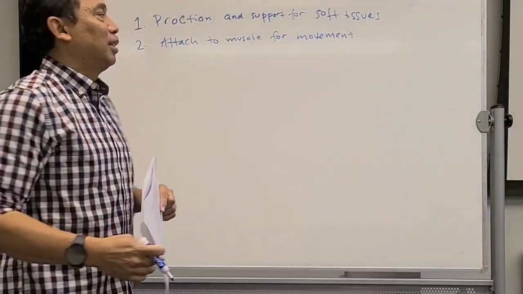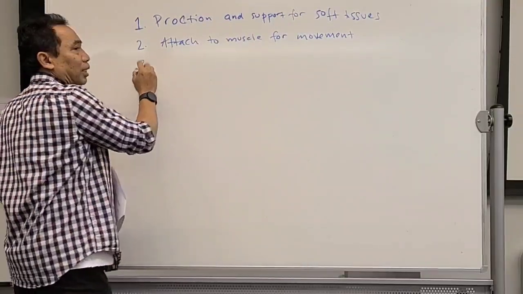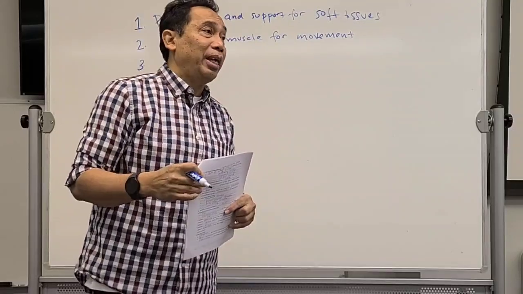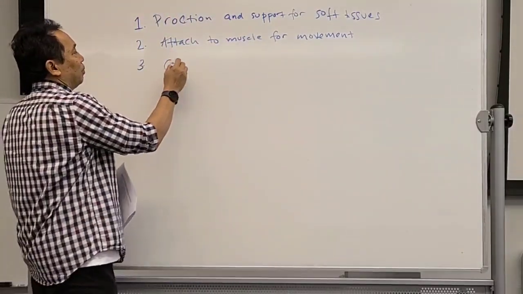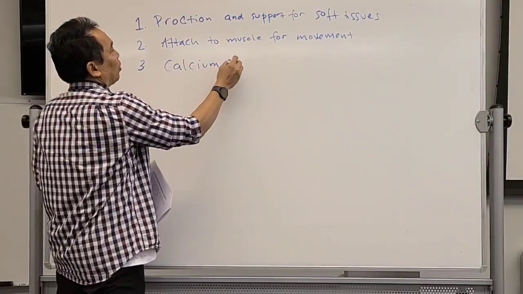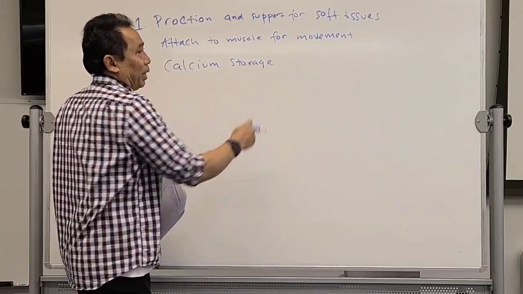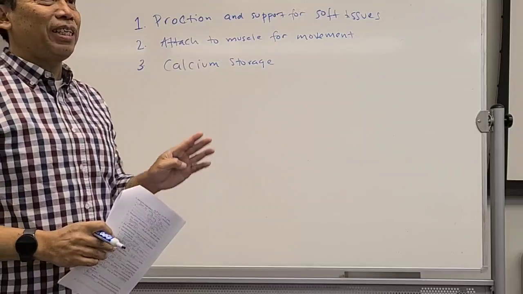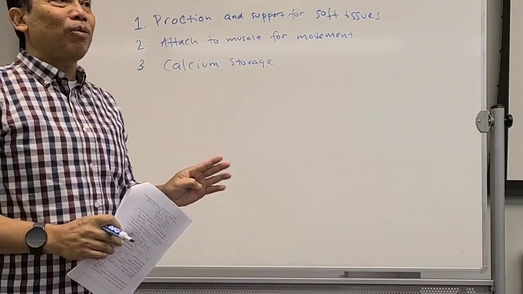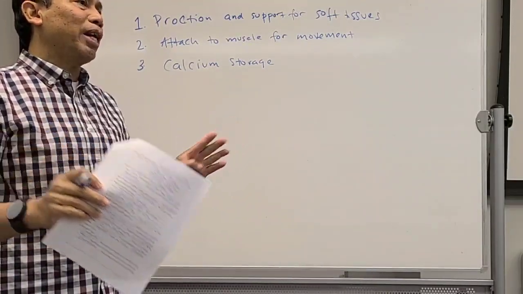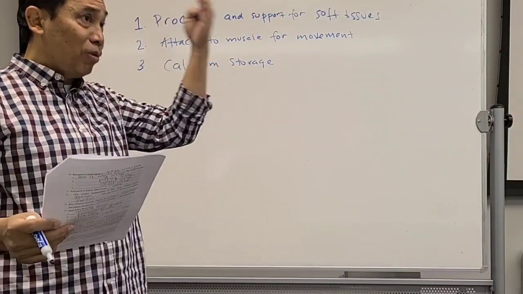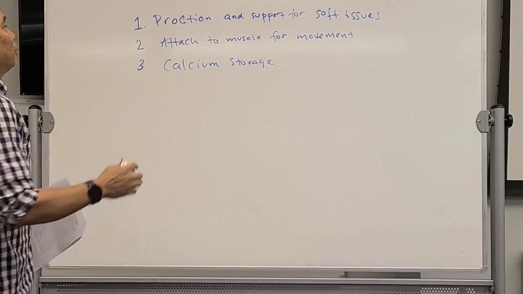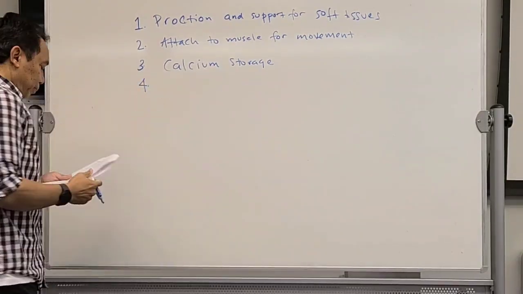Number 3, bone is really hard because it has mineral. What is the mineral that is actually stored in the bone? Calcium. Calcium storage. And I mention to you again, calcium is a really important substance in your body because this calcium will be used for most of your activity, your muscle movement, your brain working, due to this calcium. You need that calcium.